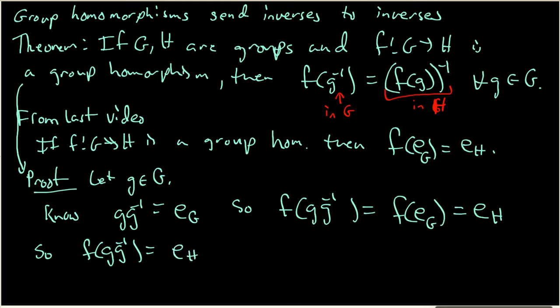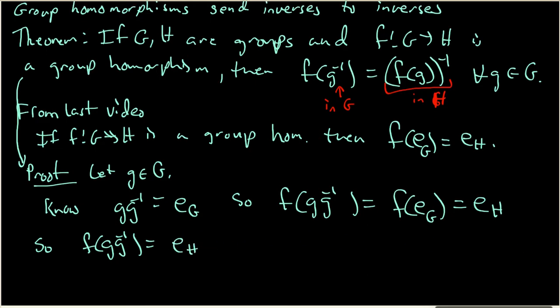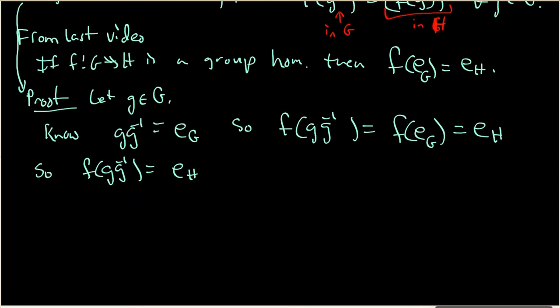So at this point, we know that f of g times g inverse is equal to e sub H. But f is a group homomorphism, so we also know that this expression here can be rewritten as f of g times f of g inverse, and that's got to be equal to e sub H.